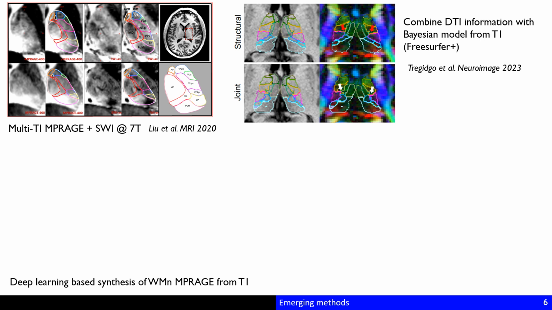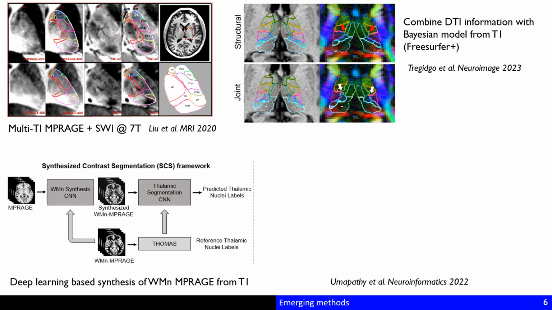Here I want to show some multimodality-based reconstruction methods. On the top left is a reconstruction which uses multi-TI MP-RAGE as well as SWI at 7 Tesla to look at different nuclei which get delineated at different TIs and also in the SWI image. The right-hand side is an improvement to FreeSurfer, where they have added DTI information in addition to the Bayesian model from T1 to produce much more accurate boundaries for the thalamus, especially for the ventral nuclei and the mediodorsal nuclei.